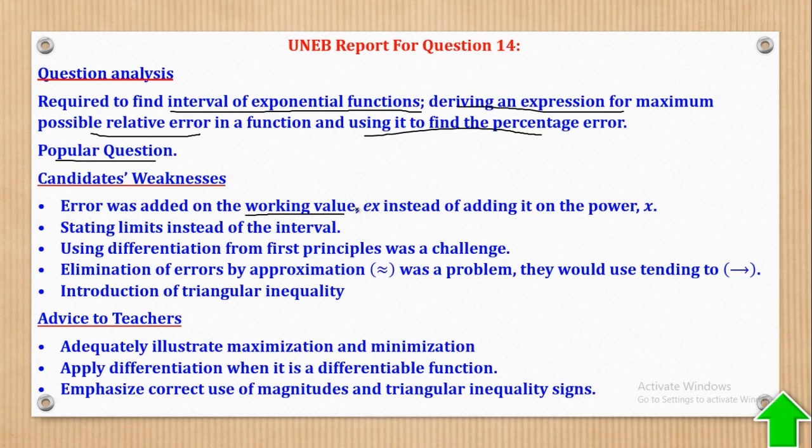So most students first write exponential of 0.62, then they say plus 0.005, which is not okay. The error must be added on the value of x, not on the whole exponential. Then also stating limits instead of an interval. Most students were stating the upper limit equal to this and the lower limit equal to this, yet instead of an interval. For an interval, the maximum and minimum values must be put in box brackets.